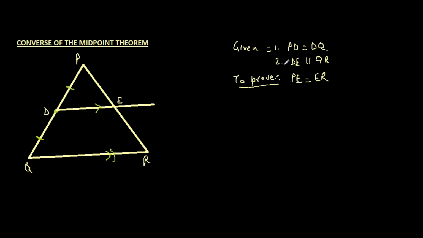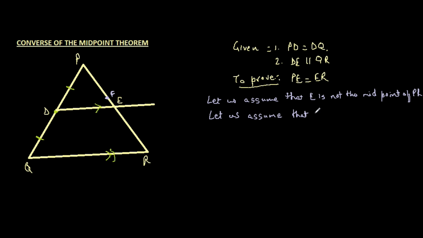Now this time I'm going to prove it by contradiction, not by deductive reasoning. Now let me start with the assumption that E is not the midpoint of PR. So I write that let us assume that E is not the midpoint of PR. Now if E is not the midpoint of PR, then of course there has to be another point somewhere on PR which will be the midpoint of PR. So let us say that it is this point over here. Let me call that point as F. Let us assume that F is the midpoint of PR.